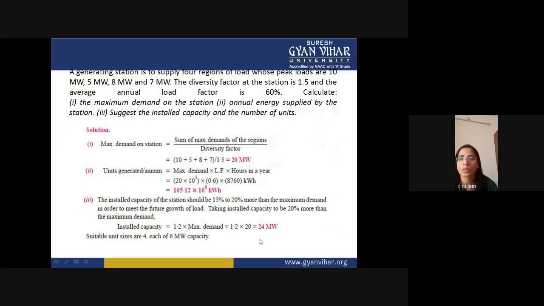So the installed capacity of the generating station is 24 megawatt, and the maximum demand is your 20 megawatt. So suitable unit sizes are 4 units, each of 6 megawatt capacity.